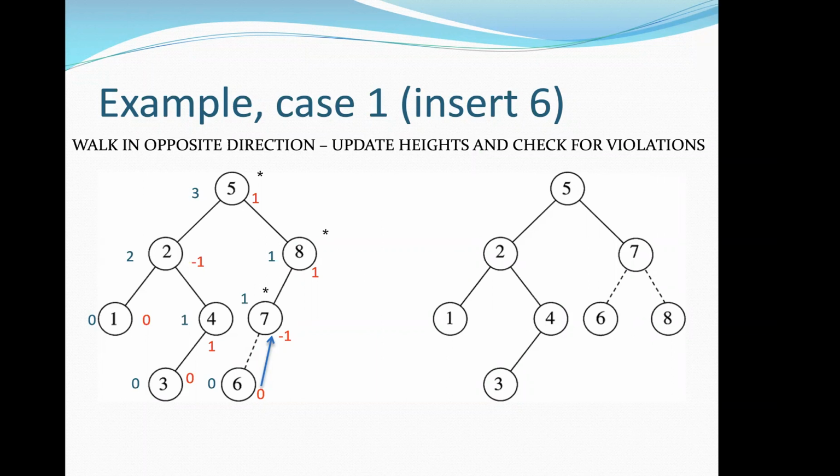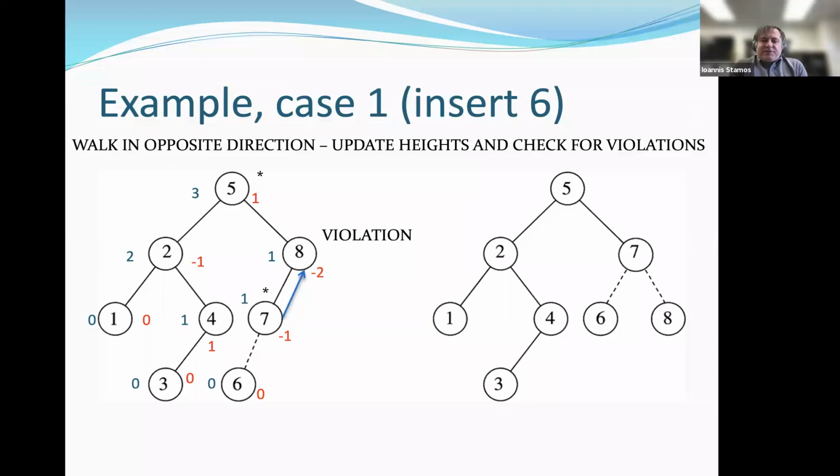Now, the height of 8 will be 2. But before I adjust the height of 8, I don't want to adjust it yet. Under 8, do I have a violation? Yes, because the left is greater than the right, by 1 minus 2. So essentially, that's the node of violation. Okay, that's your violation node.